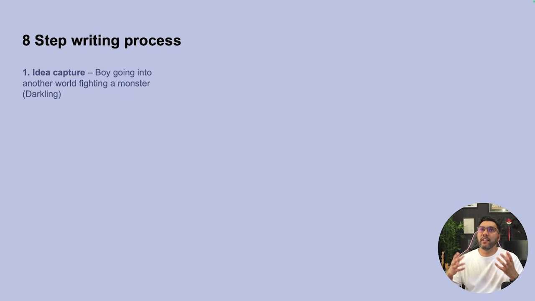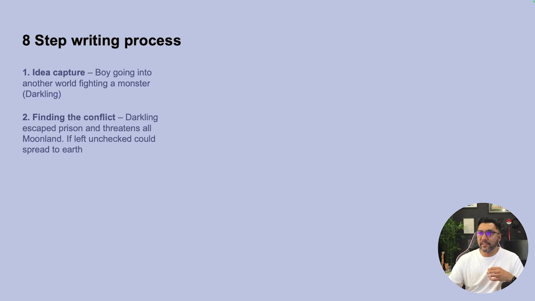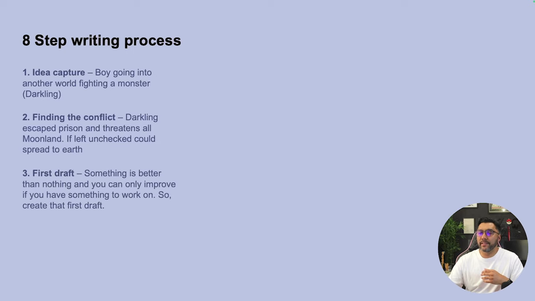It could be anything. It just needs to be something specific that you can create a story from. Then finding the conflict would be step number 2. In my story, I have the Darkling, which escapes from a prison or a chamber and then threatens all of Moonland, and basically if left unchecked it would spread to Earth. That event happens, and that's what causes the story to begin.